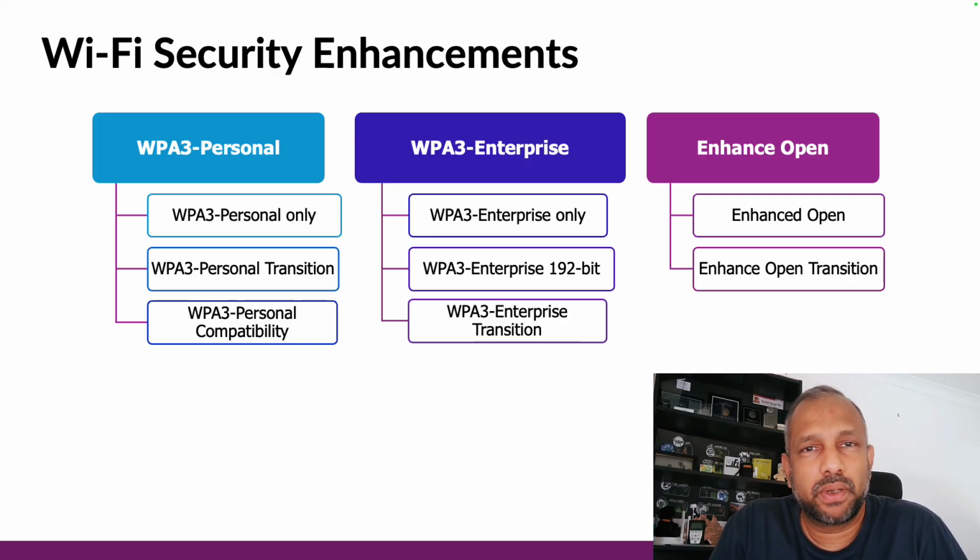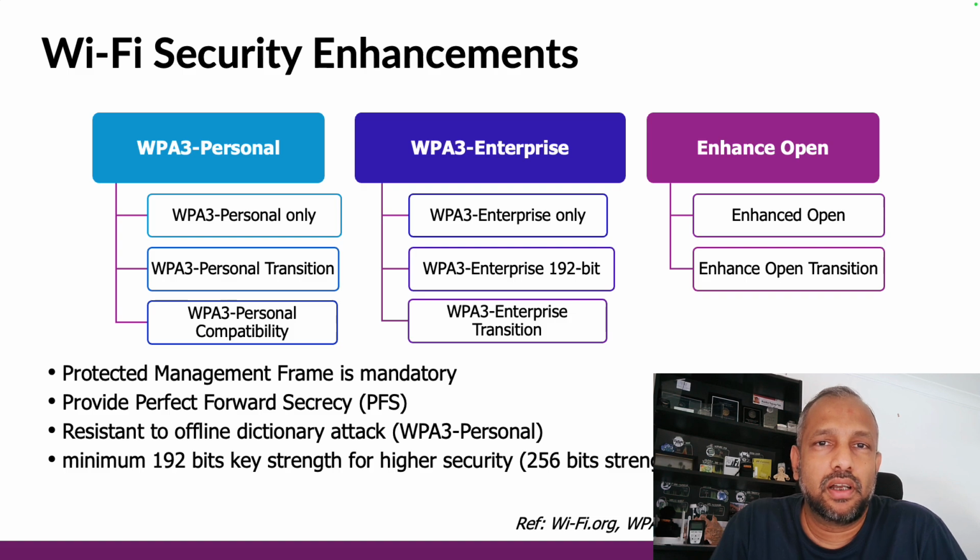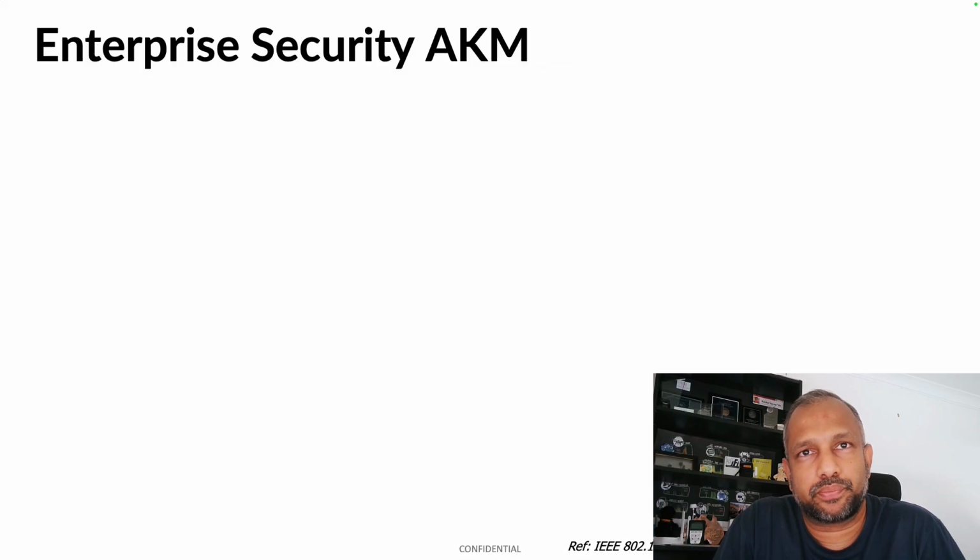Now all of these methods provide protected management frame support and PFS, perfect forward secrecy, which pretty much mitigates denial of service attacks. That's why you should go for some form of WPA3. In this video, we are focusing on enterprise security. Let's look at the different options available in enterprise security.